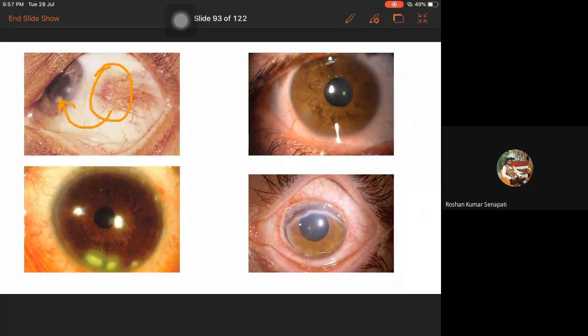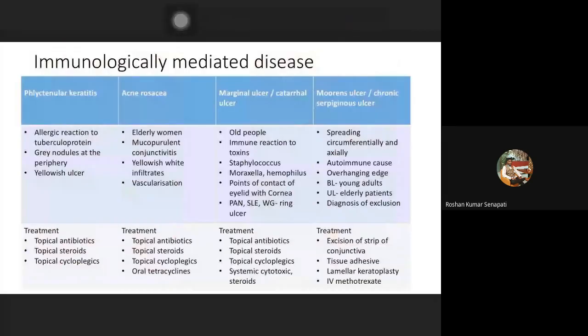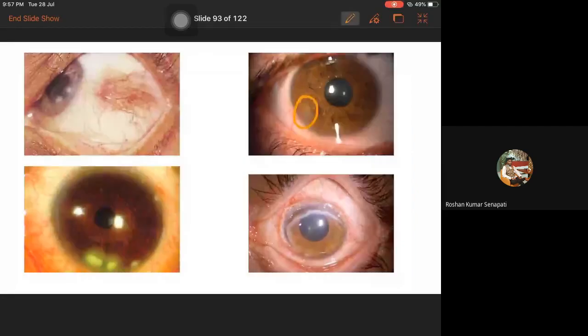Next, you have acne rosacea. Normally, it's seen in elderly patients, elderly women. This is followed by mucopurulent conjunctivitis. Following it, the patient will again develop similar kinds of infiltrates in the limbus, but they will get vascularized. If you look at these diagrams, you can make out an elderly woman having vascularized infiltrates which are yellowish in color.